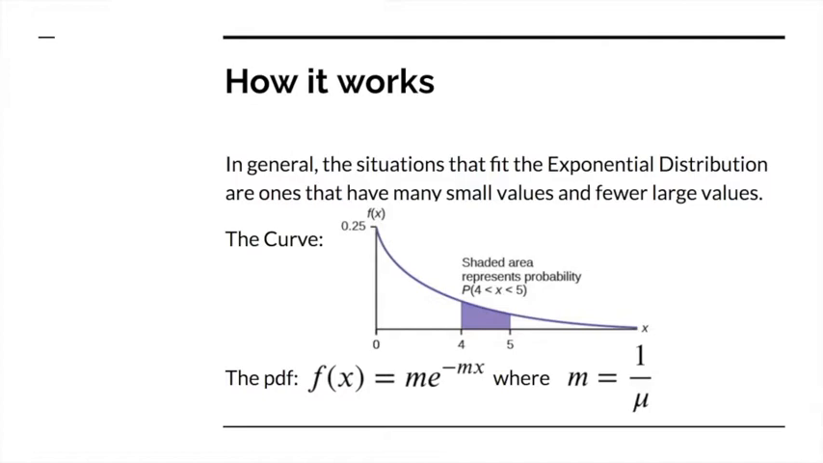Factor is not the right word. The decay coefficient. So you find m by just doing 1 over the mean. So you can see here on this graph that the shaded area represents a probability that x is between 4 and 5. And I'll show you in just a moment how we find probability using the exponential. It's not quite as easy as finding the area of a rectangle like we did in section 2.